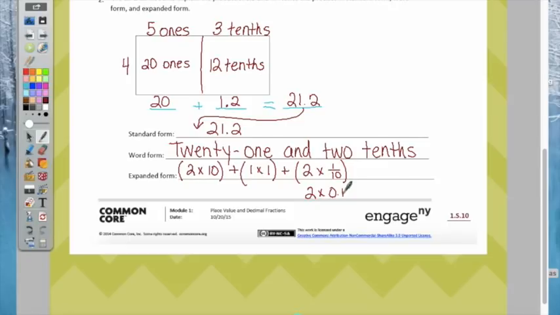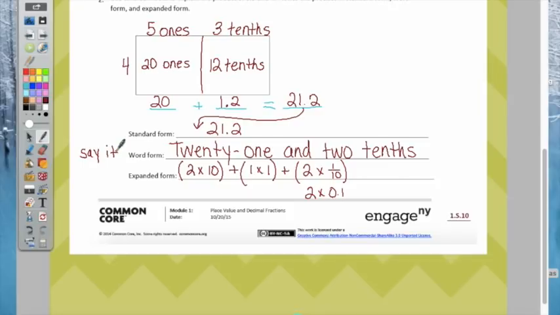Someone in block 2 asked me, are you going to count off if I don't put my dash? Probably not. Okay? But I want word form. I don't want unit form. Word form, say it. Maybe even say it out loud. Okay? All right. So let's look at page 2.